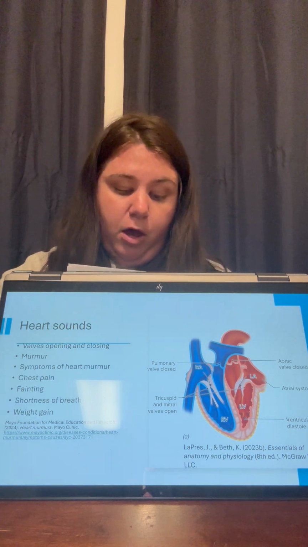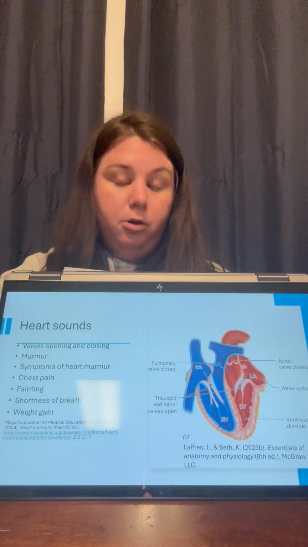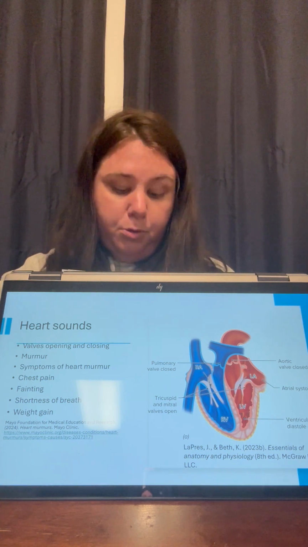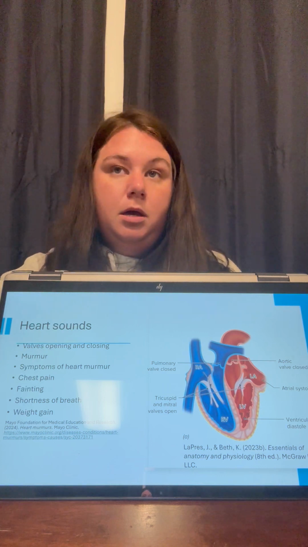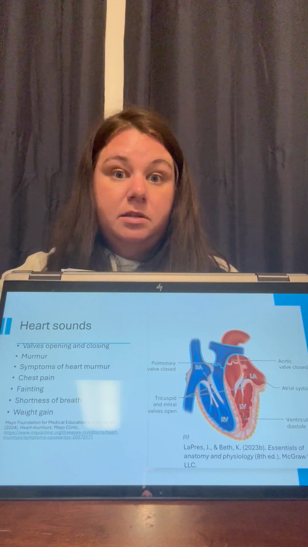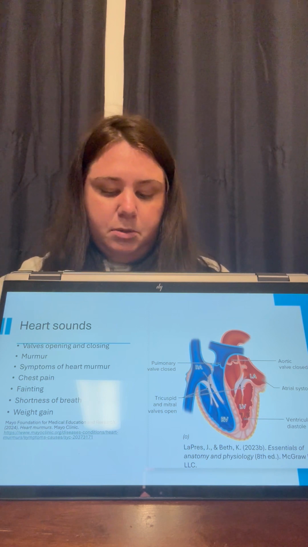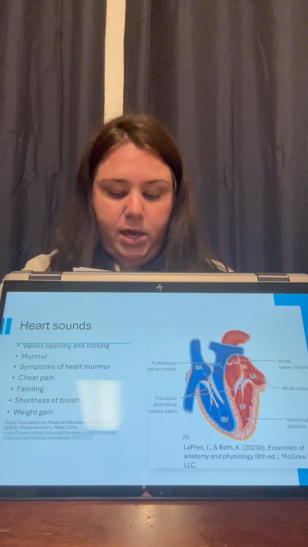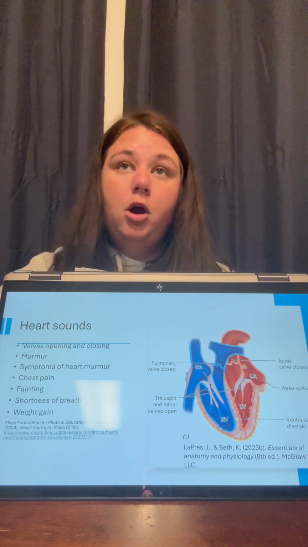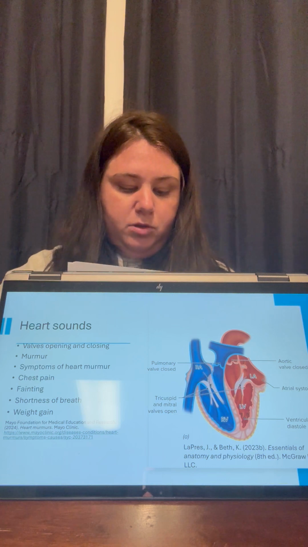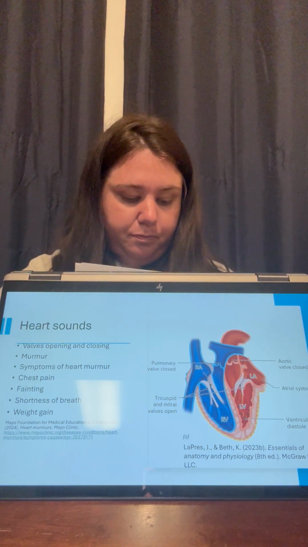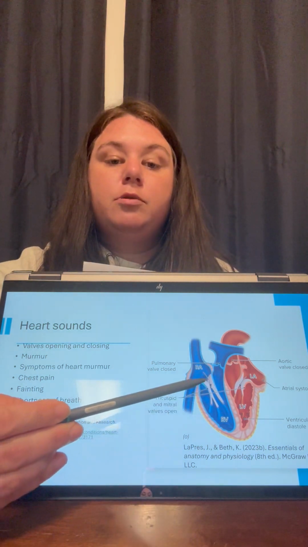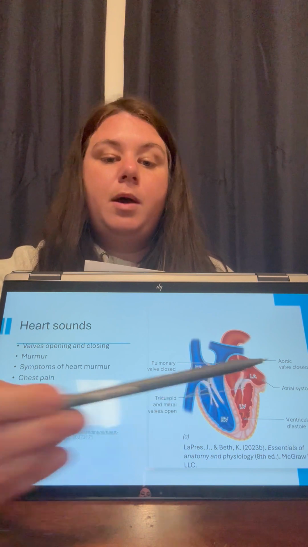A murmur is when the valves are not functioning right and you will hear an extra sound besides a normal heartbeat. You can be born with a heart murmur that can be harmless, or it could be something that needs to be corrected. Some of the symptoms of a heart murmur are chest pain, fainting, swelling, shortness of breath, weight gain. And if it's one of the heart murmurs that they say are harmless, you typically wouldn't see any symptoms with it. In this picture on the right, you will see the valves more clearly, which I had pointed out, the tricuspid valve and the bicuspid valve.